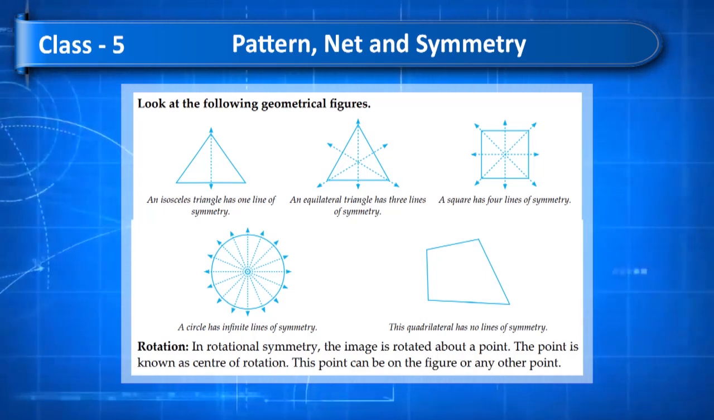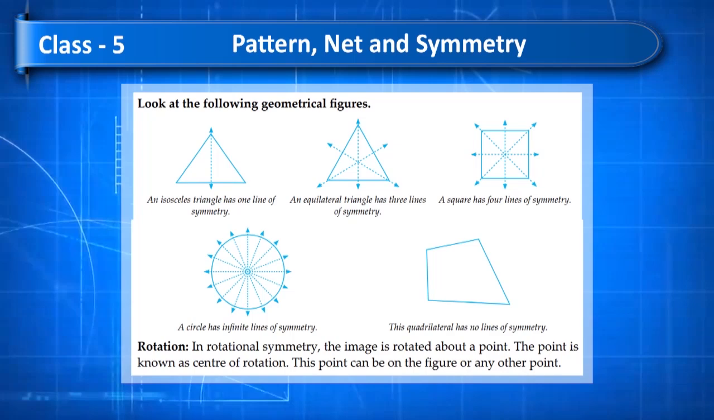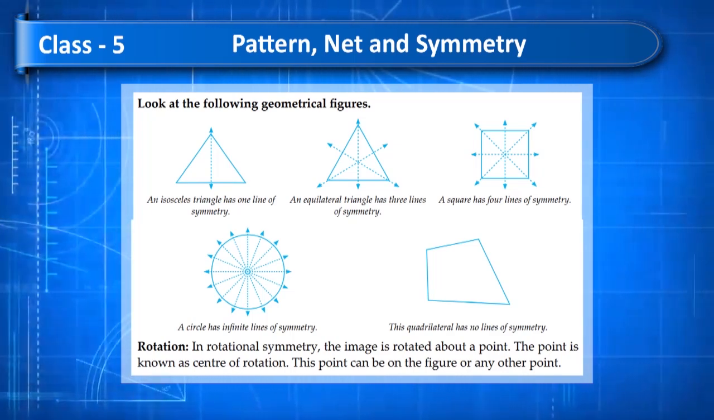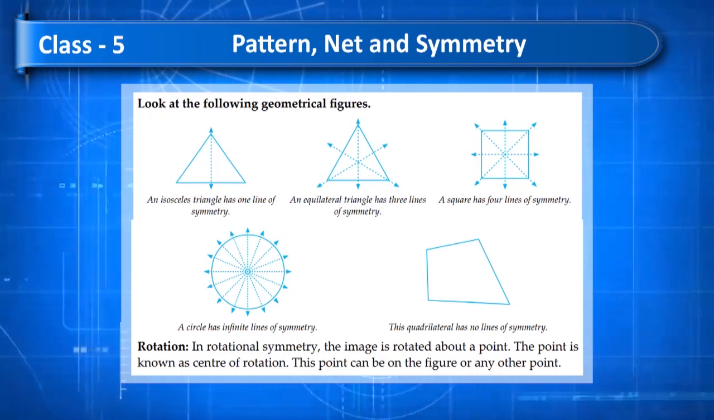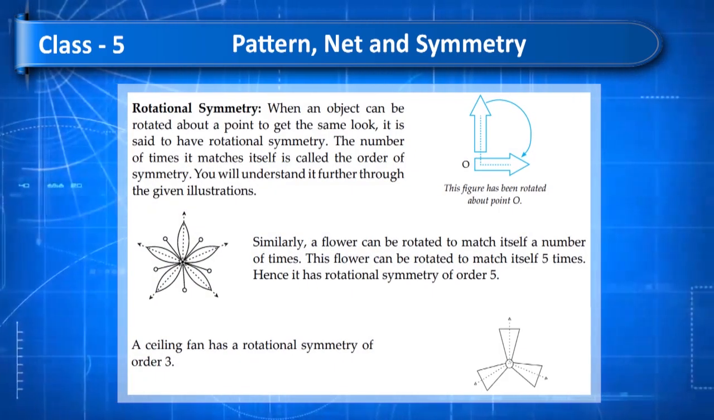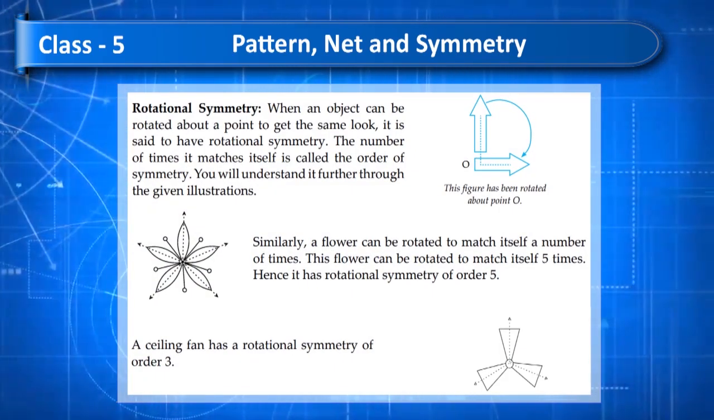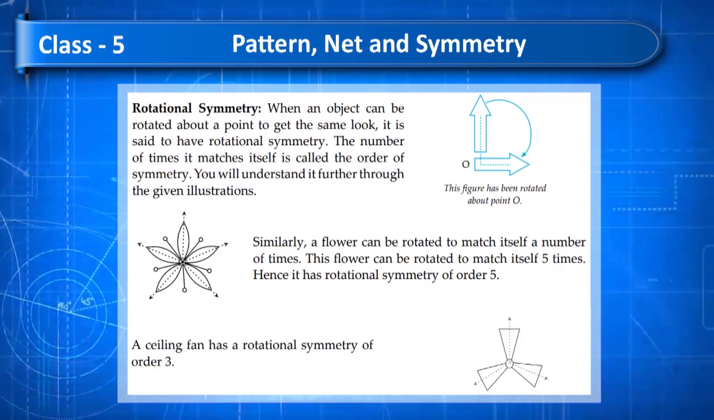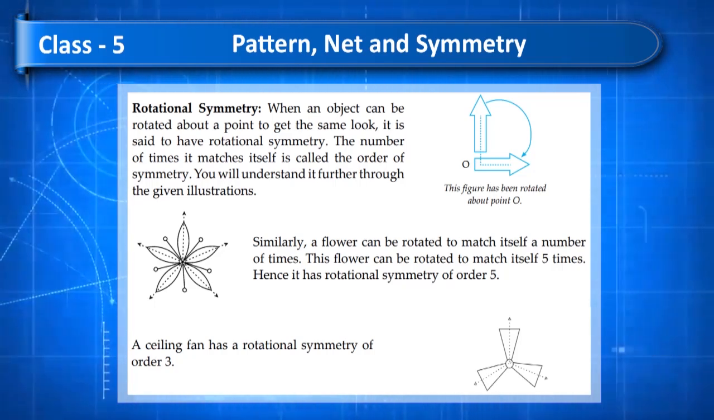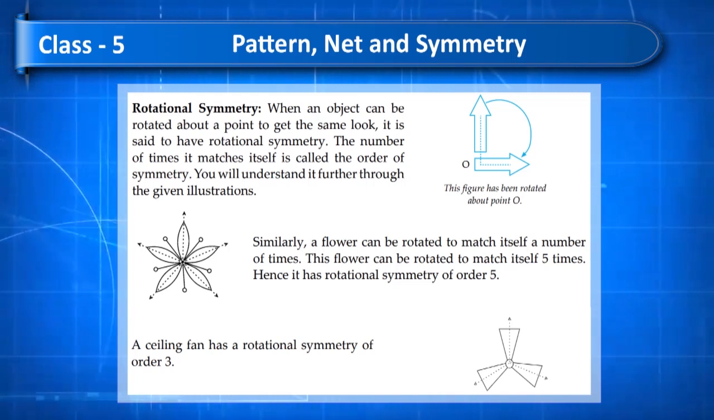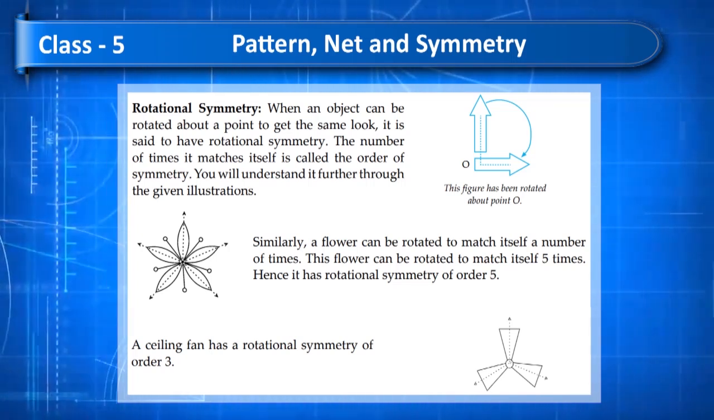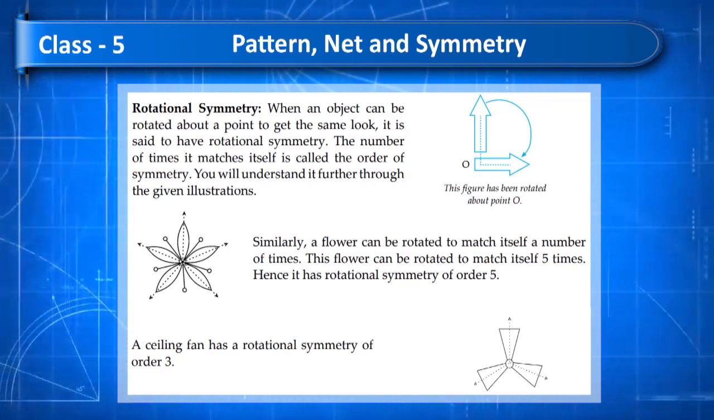Rotation. In rotational symmetry, the image is rotated about a point. The point is known as the center of rotation. This point can be on the figure or any other point. Rotational symmetry. When an object can be rotated about a point to get the same look, it is said to have rotational symmetry. The number of times it matches itself is called the order of symmetry. You will understand it further through the given illustrations.